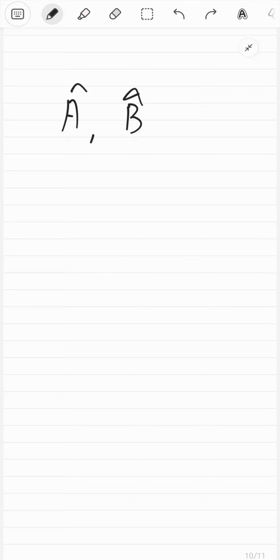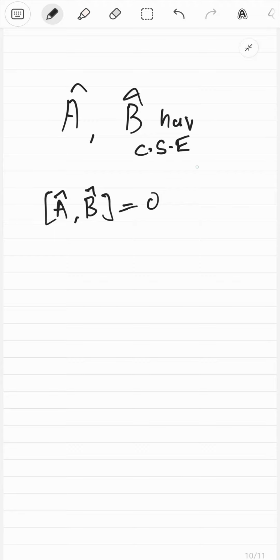So if they have a complete set of shared eigenvectors, then their commutator is going to be 0, and that's trivial to prove. This is more or less an if and only if condition. So having a complete set of shared eigenvectors is the same as saying that the commutator is 0, the zero operator basically.